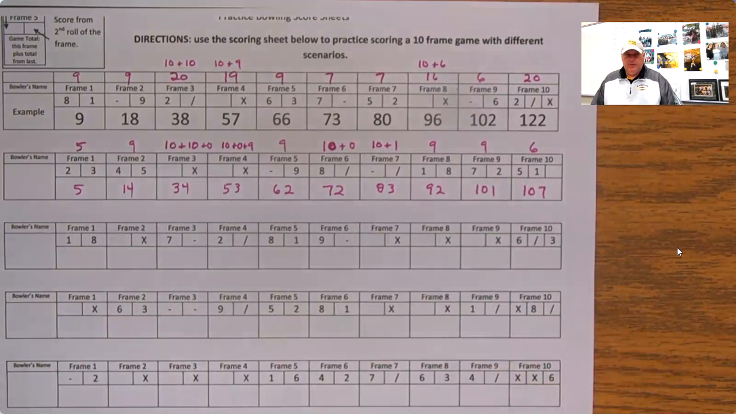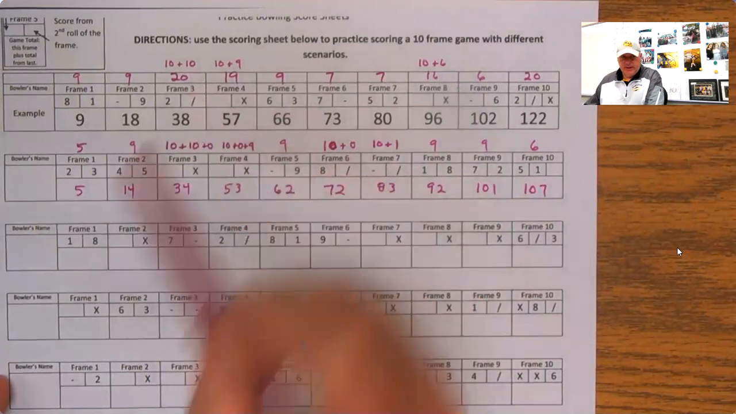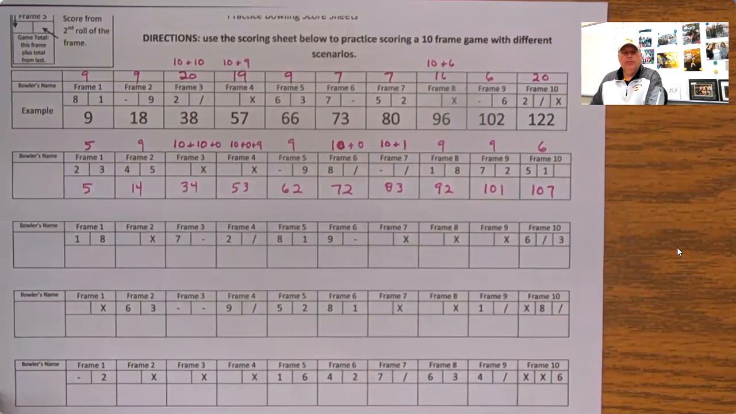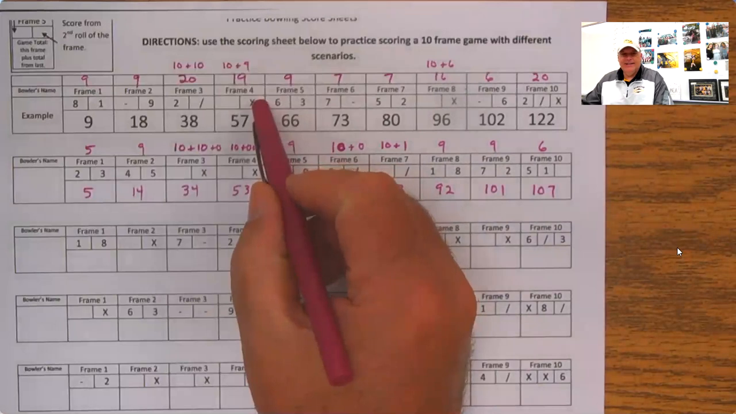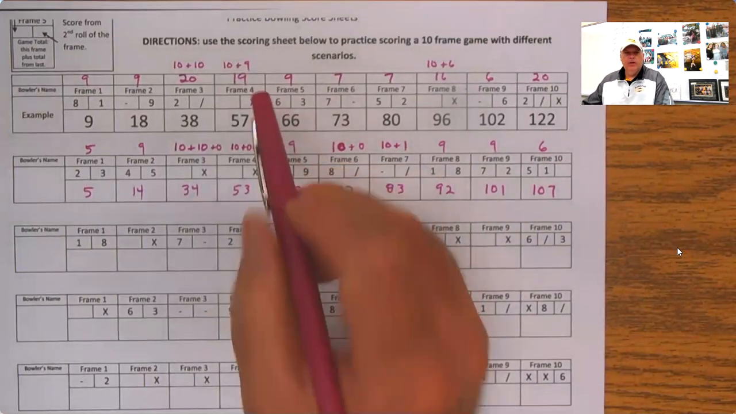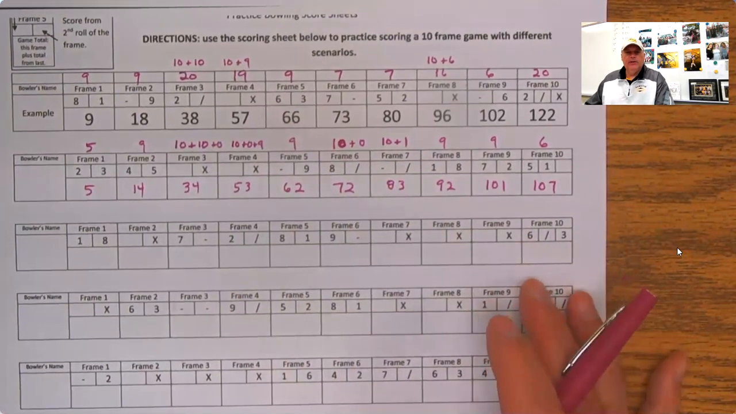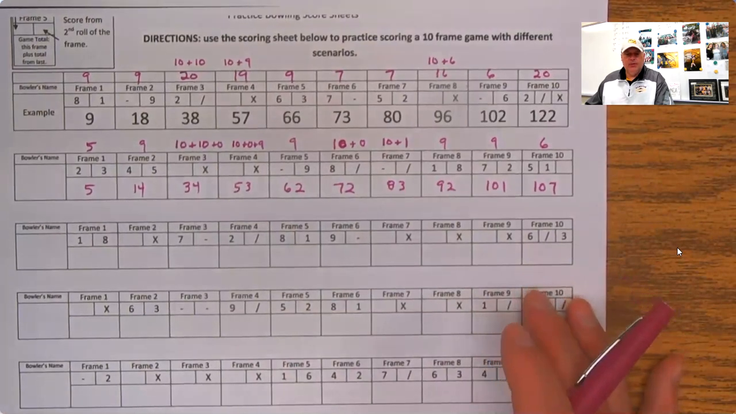So you get the points in the frame as is if you do not get a spare or a strike. If you get a spare, which is denoted by this /, you get 10 plus the points on the next roll. If you get a strike, which is denoted by an X in the second box in a frame, you get 10 plus the points on the next two rolls.